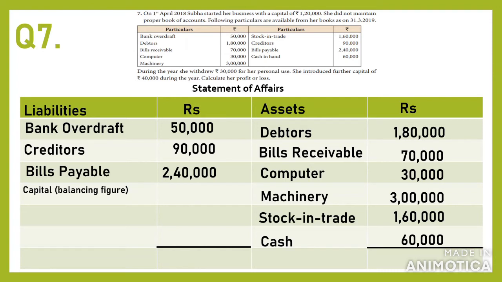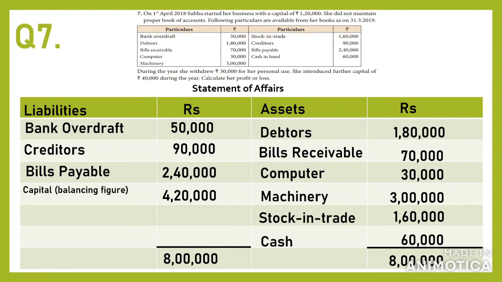Now, if I add the asset side, I'll get 8 lakhs. Now I'll extend this to the liability side, 8 lakhs. And from this, I'll determine what is my closing capital. So the closing capital is 4.2 lakhs. As I mentioned, you should not be putting the figure of 1.2 lakhs here against capital. Why? Because the figure of 1.2 lakhs is the capital as of 1st April, whereas this statement of affairs we are preparing as of 31st March 2019. So this is the closing capital.